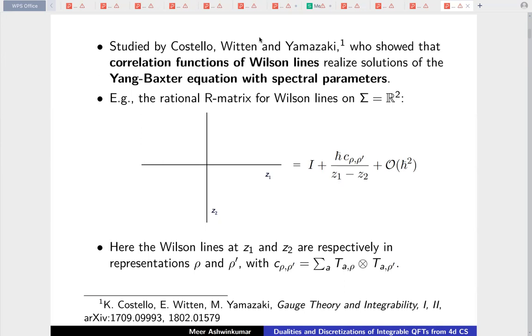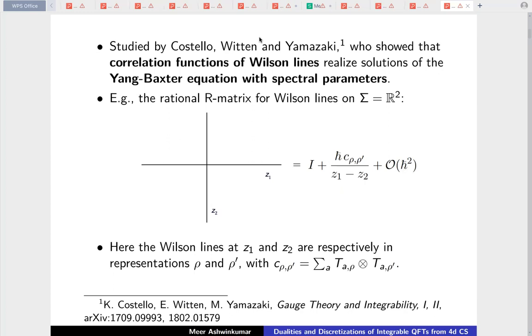So you have an R matrix, and this R matrix satisfies what is known as a Yang-Baxter equation with dependence on some complex parameters known as spectral parameters. And the fact that these R matrices satisfy the Yang-Baxter equation ensures that the lattice model is solvable and you can actually compute the partition function of the lattice model explicitly. And the incisive observation of Costello was that 4-dimensional Chern-Simons theory can be used to realize these lattice models.